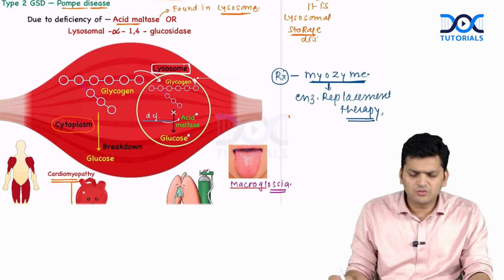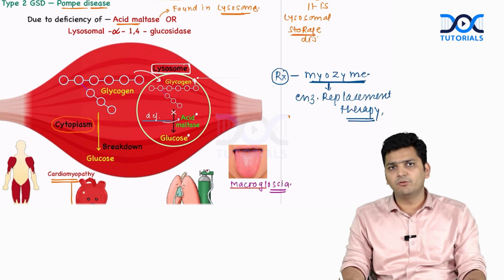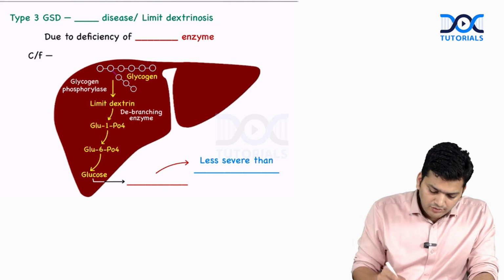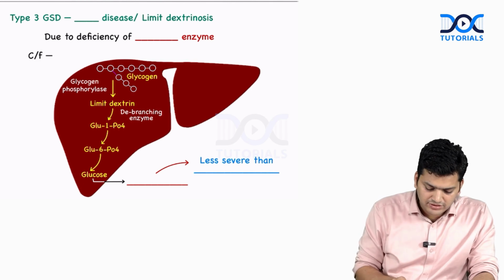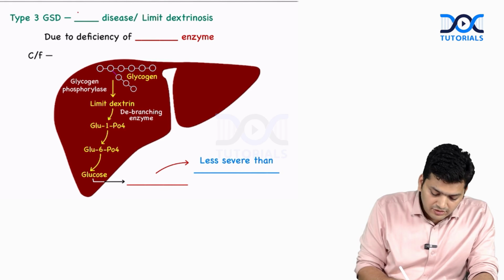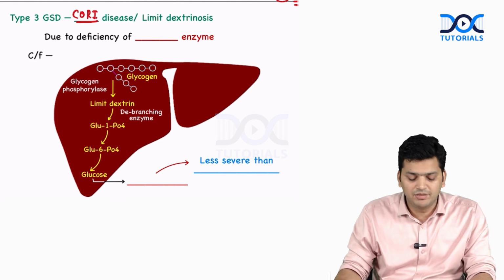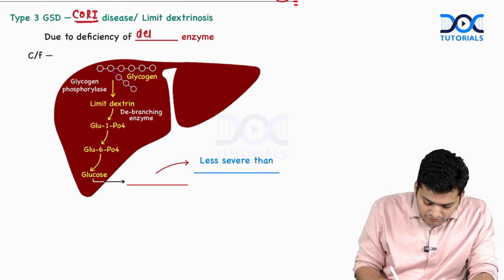Normally in lysosomal storage diseases, we can try enzyme replacement therapy, and here we are going to use the myozymes. Coming to type 3 glycogen storage disease, this is called Cori disease. We have discussed one mnemonic, ABCD. Cori is due to deficiency of the debranching enzyme.